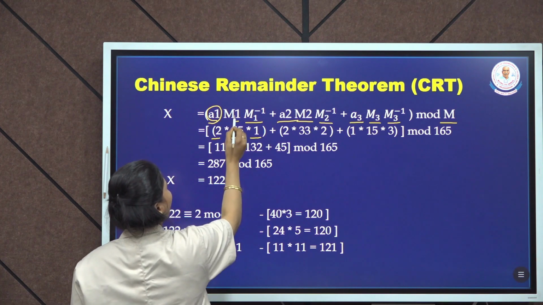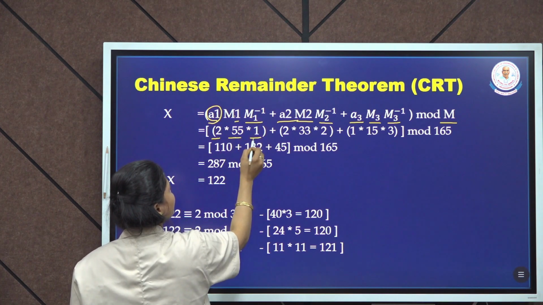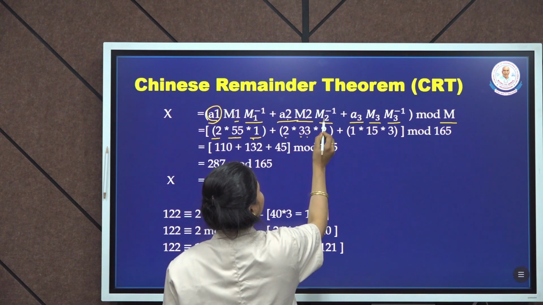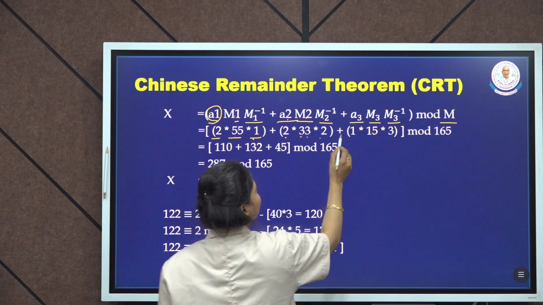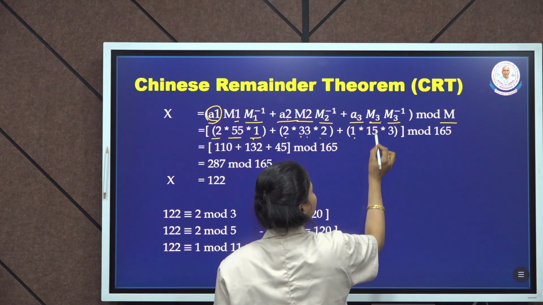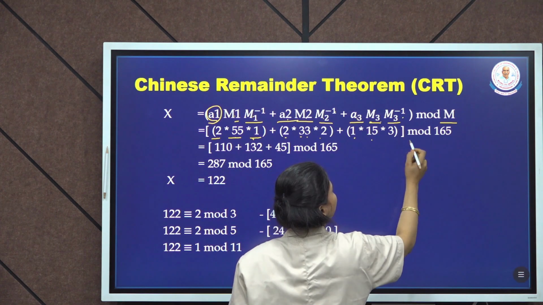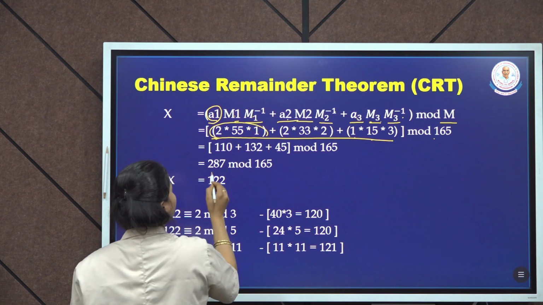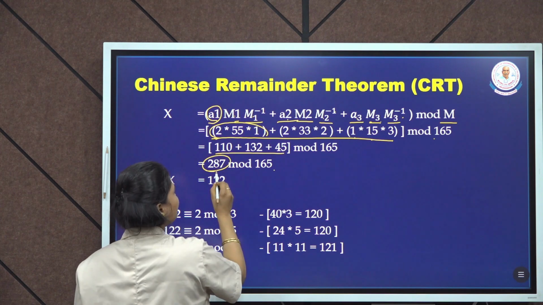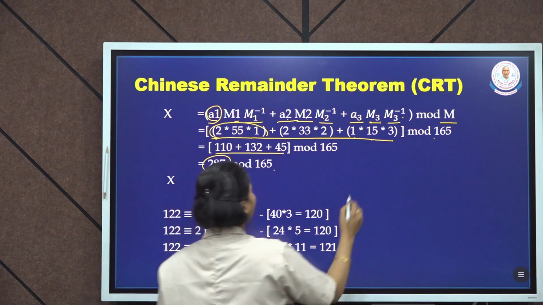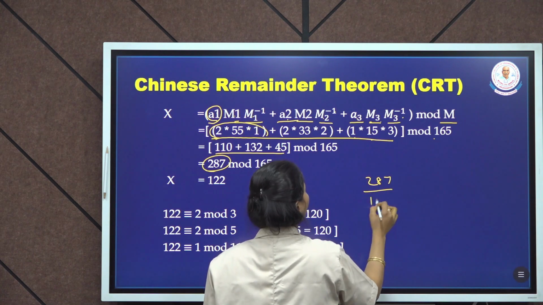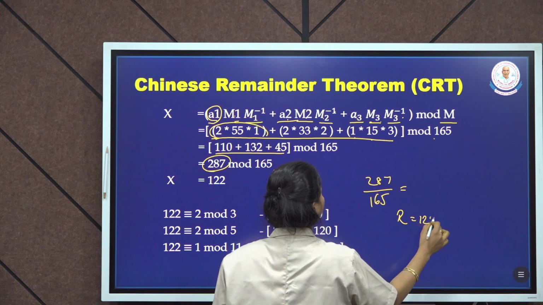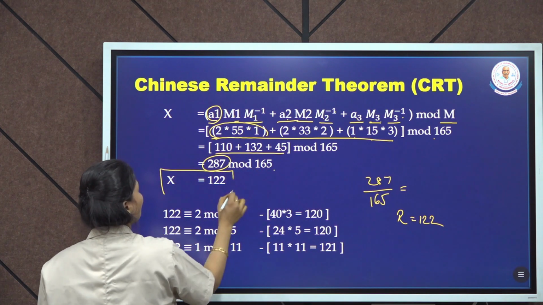So A1 is 2, M1 is 55, M1 inverse is 1. Like that, A2 is 2, M2 value is 33 into M2 inverse value 2, plus A3 value is 1, M3 value is 15, M3 inverse is 3. Mod M value is 165. Simplify and add all the values, you will get 287. Then 287 mod 165. When you divide 287 by 165, you will get the remainder as 122. So now the x value is 122.